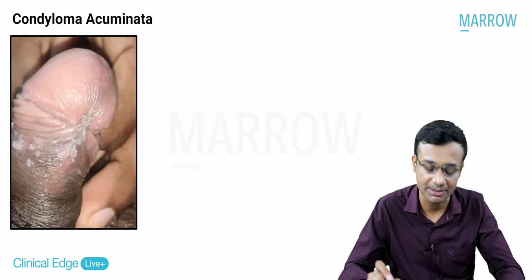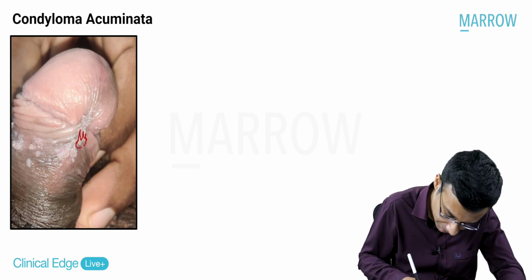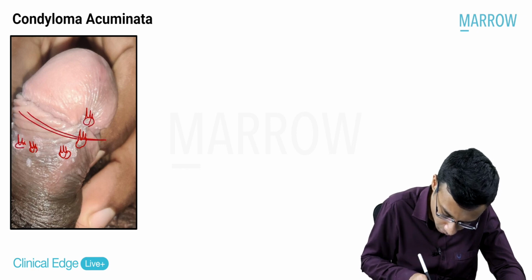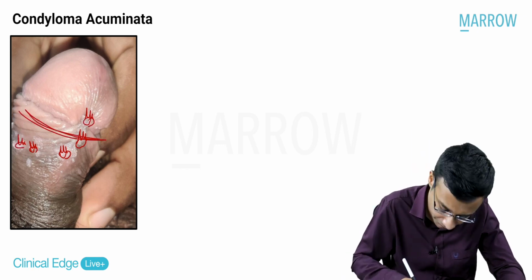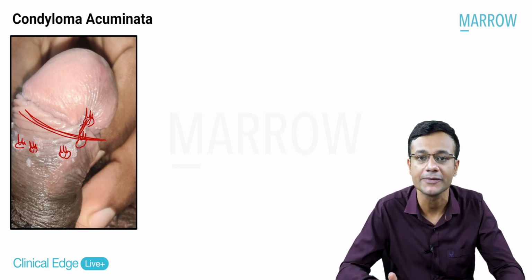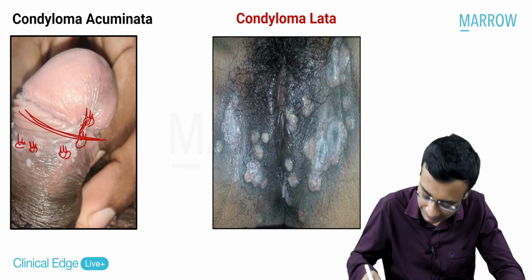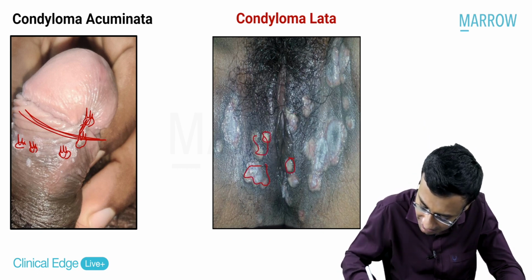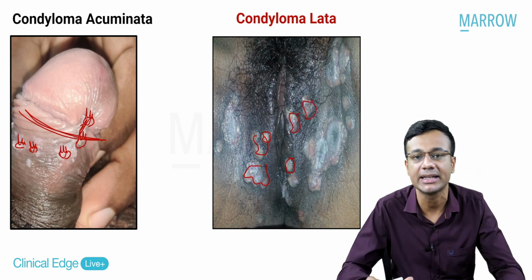Now here we can see in the image, this asymptomatic, fleshy, pointed, pink papules and plaques. Usually they are seen on the coronal sulcus and on the frenulum. These are the most important sites for friction during sexual intercourse. And what do we see in condyloma lata? Lata means flat. So we can see these flat topped, moist papules and plaques over the genital area. Go for the diagnosis of condyloma lata.